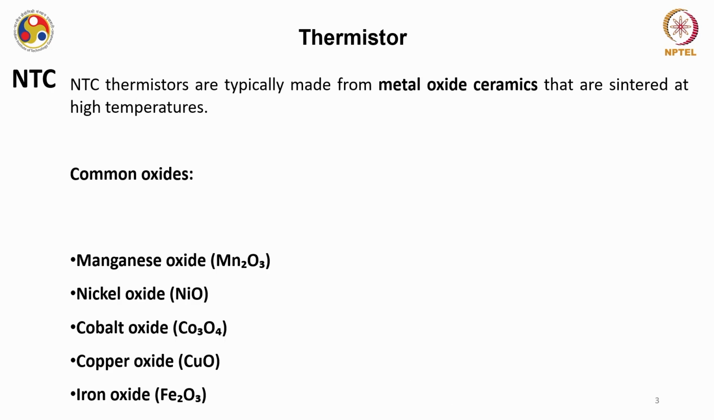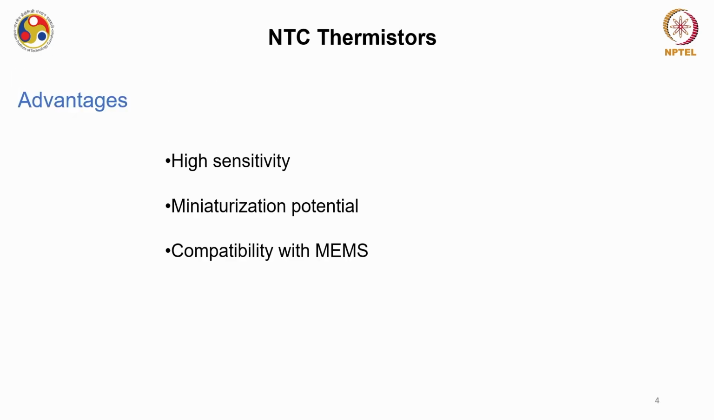Then we have also seen that NTC thermistors are typically made up of ceramic materials, metal oxides basically, which are sintered at high temperature. Some of the common oxides that we have seen for NTCs were manganese oxide, nickel oxide, cobalt oxide, copper oxide and iron oxide. So these were oxides which can be transformed into different shapes and sizes for the development of NTC kind of devices.